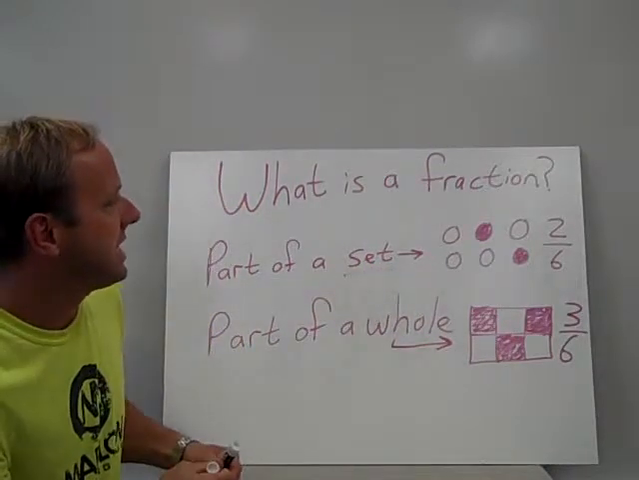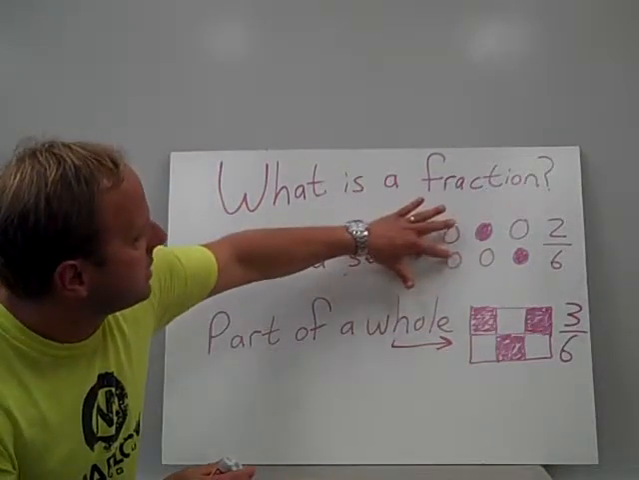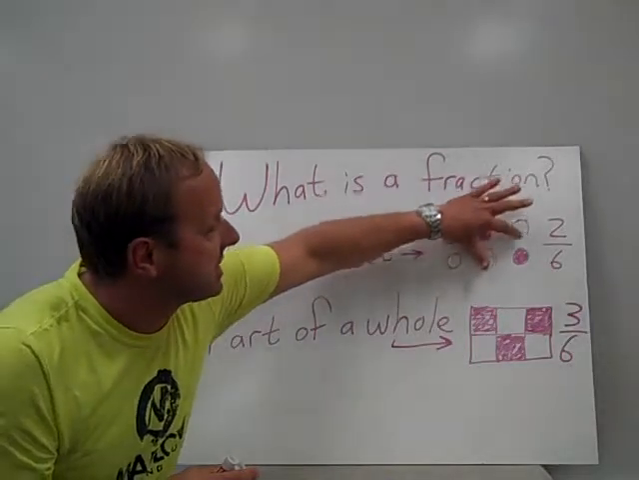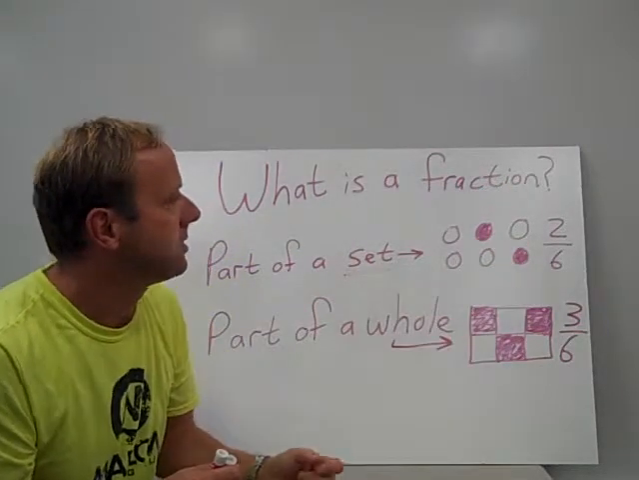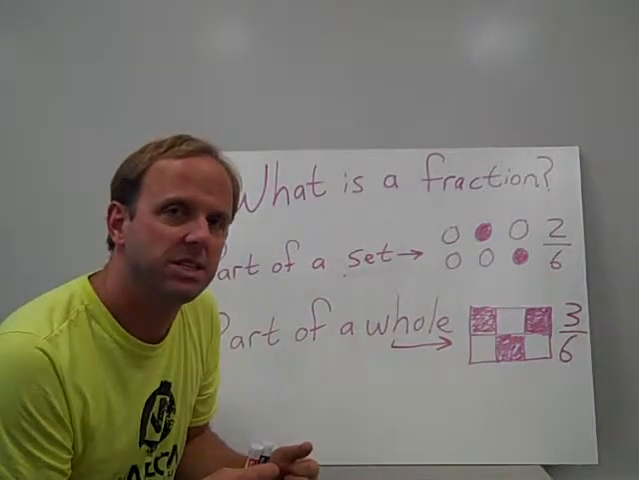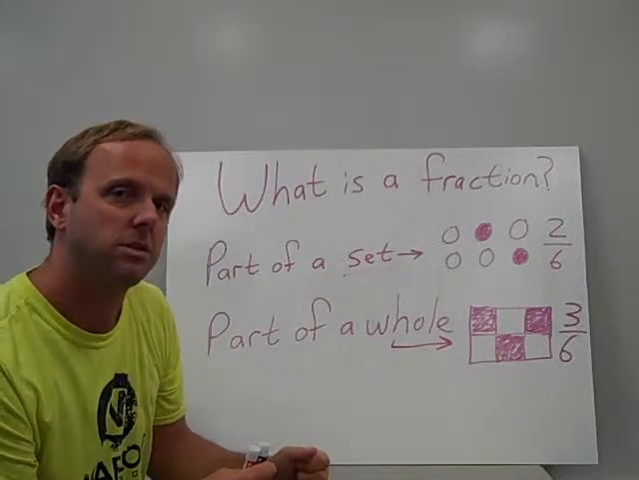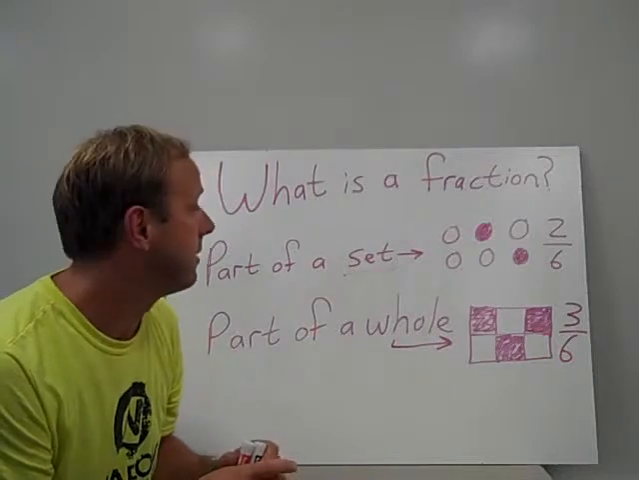When it's part of a set, they're separate. So in this case we have 6 separate parts and 2 of them are shaded. So we would say that 2/6 of our set is shaded.